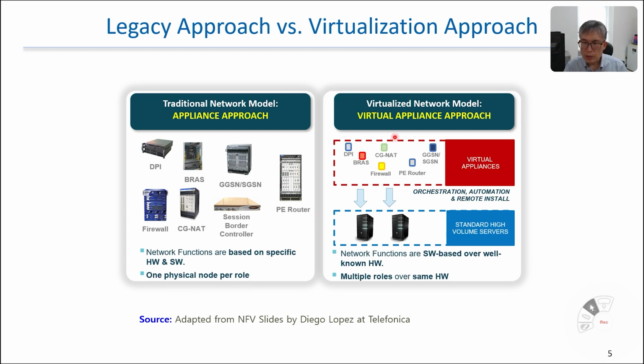On the other hand, in the virtual appliance approach, we have a bunch of standard high volume servers, bare metal servers in a cloud data center, and then we make virtual network functions, and we allow network services like DPI plus fiber, etc. So a virtual appliance can run on top of this virtualized server. Network functions are software-based over well-known hardware. Multiple loads over the same hardware are allowed.